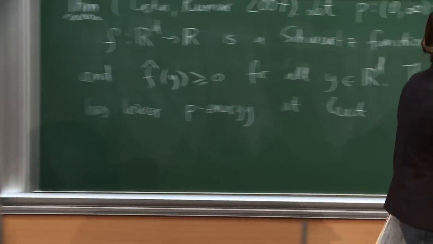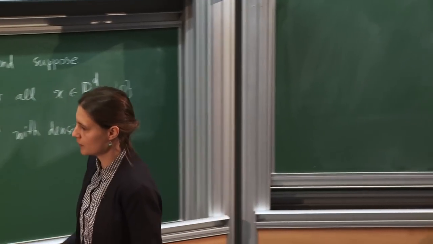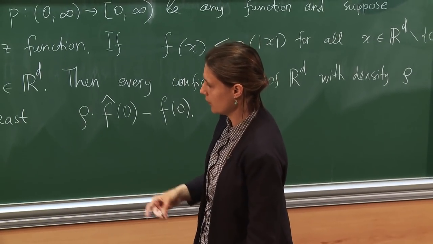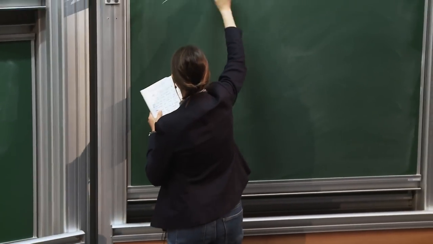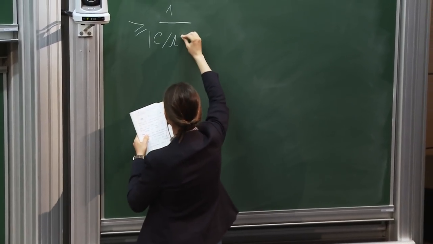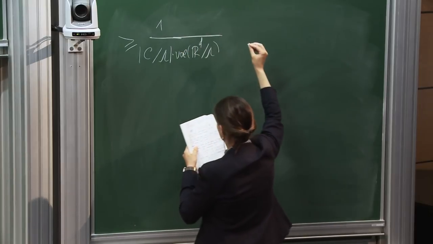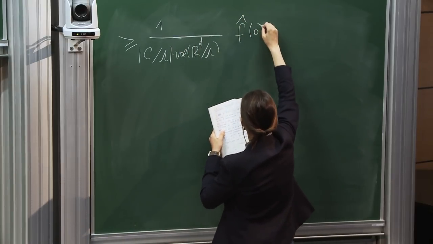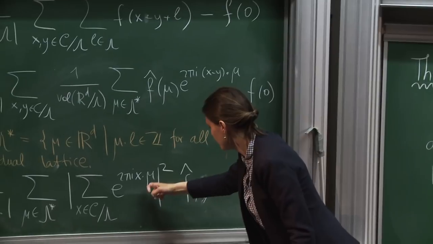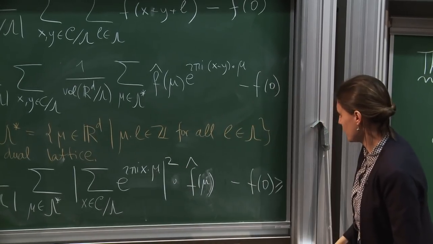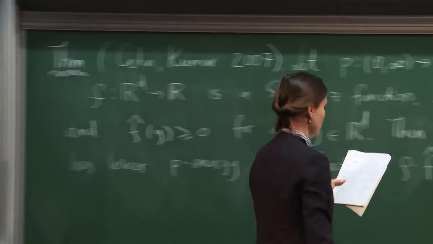So we can again estimate this number. Okay, maybe I'll do it on this blackboard. So now we throw away all the terms in our sum over the dual lattice except the one where mu equals 0. And now this sum of exponentials, if mu equals zero, is very easy to compute. It will be just the number of elements of C modulo lambda, and we have to take it squared.